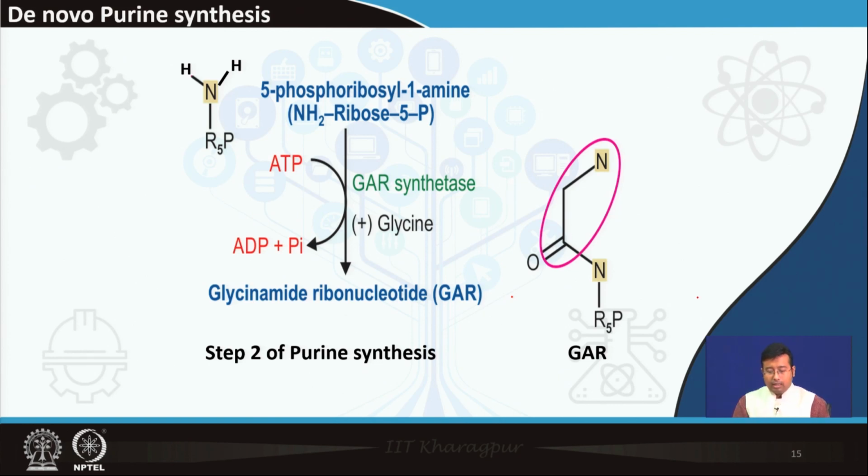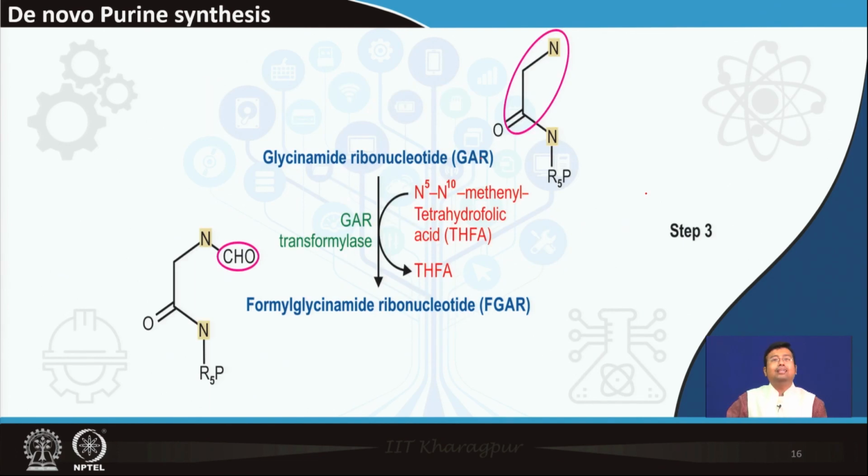So, what happens, the next step is actually glycine incorporation, right. The product that is formed is glycinamide ribonucleotide, abbreviated as GAR. The enzyme is glycinamide ribonucleotide synthetase, because ATP is involved and one glycine molecule is incorporated. So, what is happening, this NH2 was already present to start with, this is the entire glycine molecule that has been incorporated. So, 2 carbon and 1 nitrogen from glycine is already in, right.